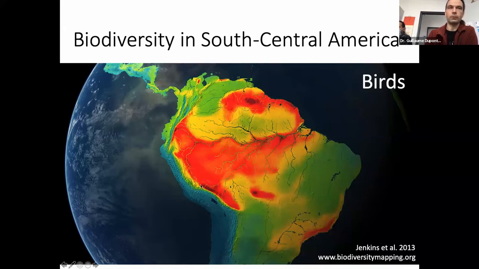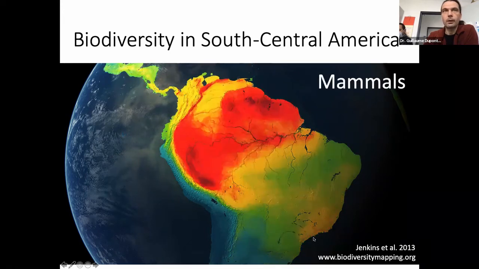So there's Manu National Park. There you have an enormous diversity. You have also here in Ecuador, this very rich area in the forelands of the Andes. Then what is also relevant is the highlands, the Venezuelan highlands are here, and the Mata Atlantica, the Atlantic rainforest.